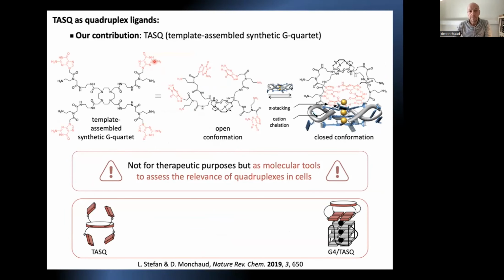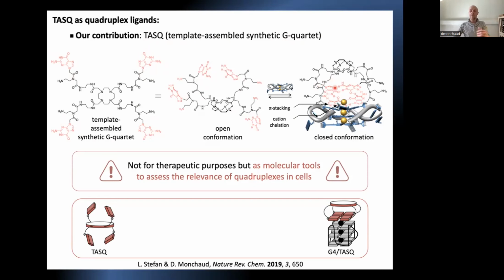We designed in 2011, so it's quite old right now, a molecule which is called TASC, or template assembled synthetic G-quartet. The idea is that we gather 4 guanines, here in pink, within a single scaffold. And this molecule exists under 2 conformations, an open one in which the guanines are free to move, and a closed one in which the 4 guanines finally fold into an intramolecular G-quartet.